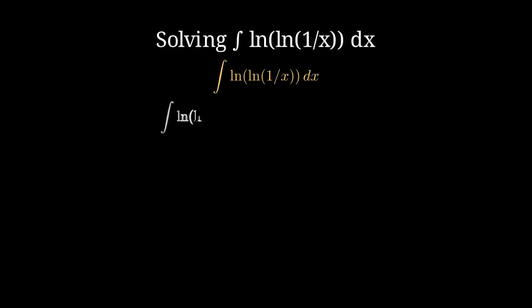In this video, we will solve the integral of log of 1 over x with respect to x. Our integral is the integral of natural log of 1 over x dx. Step 1 is to simplify the inside. We know that natural log of 1 over x equals negative natural log of x. So the integral becomes the integral of natural log of negative natural log of x dx.